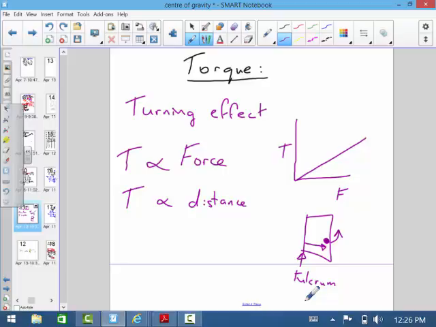So you get your best combination of torque from those two. It turns out to be force times distance as a formula. So that's just something to keep in mind. The torque is equal to the force times the distance.